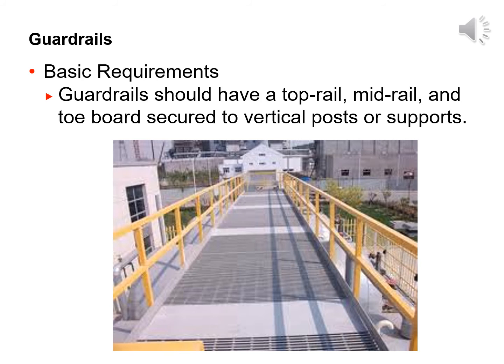Guardrails should have a top rail, mid-rail, and toe board secured to vertical posts or supports. A standard guardrail must be able to withstand 200 pounds of force with a minimum deflection in any direction. As you go about your job, get into the habit of checking guardrails. If you discover a weakened or missing rail or section, correct the situation if you can. Otherwise, report it so that the hazard can be eliminated.